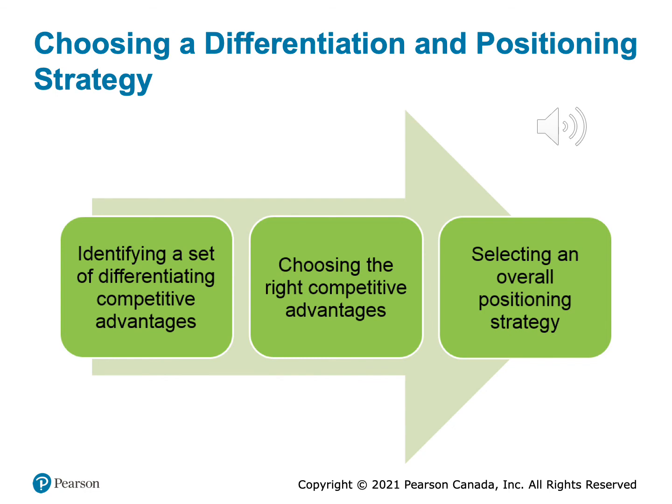This little chart helps identify or visualize how you choose a differentiation and positioning strategy. The first thing you need to do is identify the set of ways that your product is different in meaningful and positive ways than the competition. How is your product different than the competition's product in a similar category? And it has to be objective.